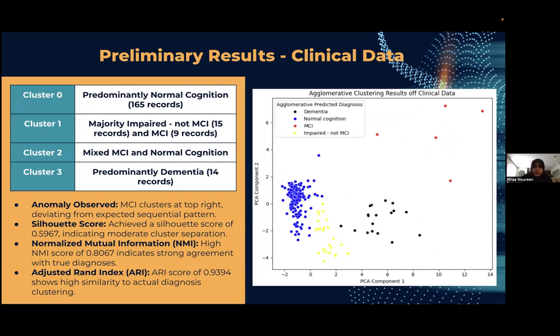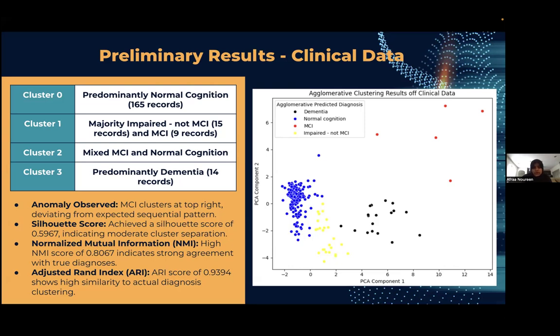Our clustering results closely matched the true diagnosis, with a high normalized mutual information score of 0.8 and adjusted Rand index of 0.93, metrics which were used to confirm strong alignment with the actual clinical diagnosis. We did, however, notice an anomaly where MCI cases appeared in an unexpected location on the PCA plot on the right, diverging from the typical progression pattern of cognitive stages.